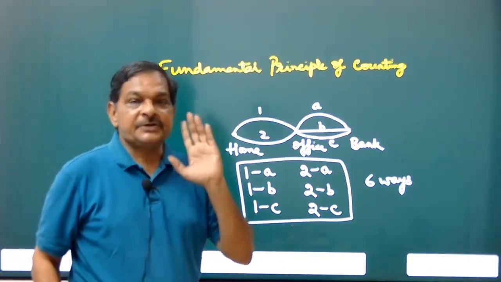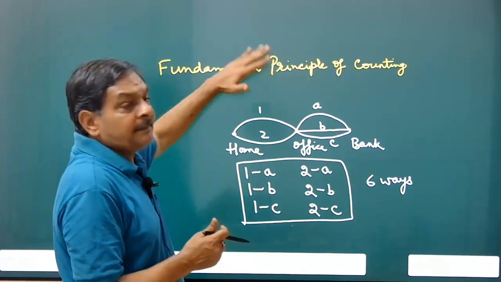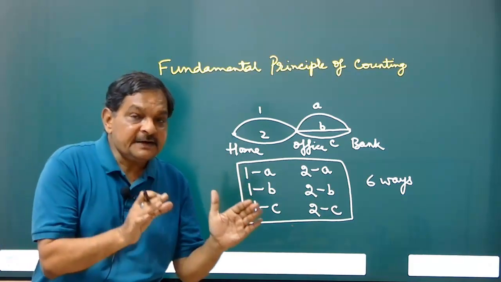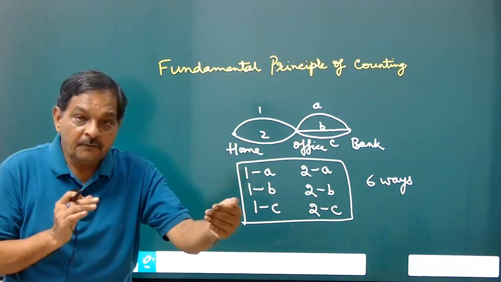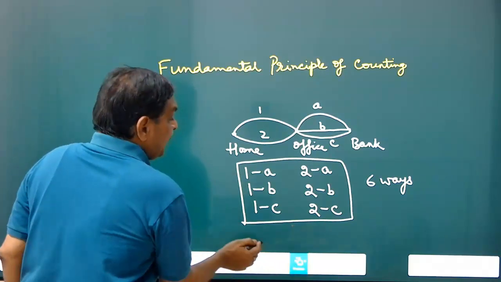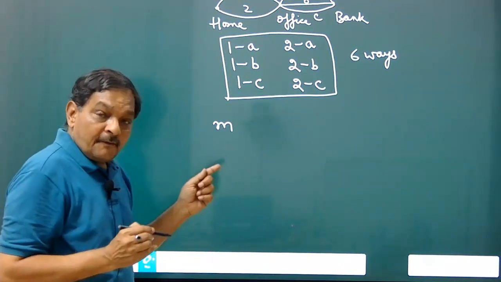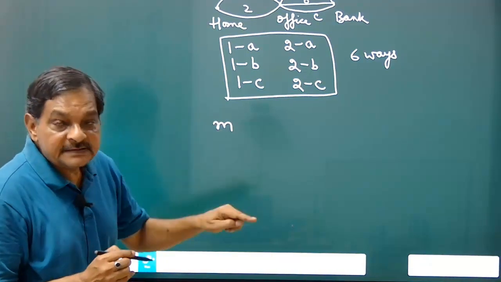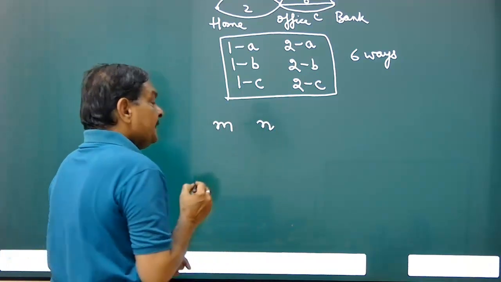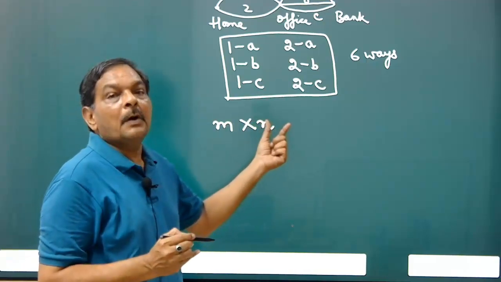Means multiplication is there. So when to multiply? This is governed by the fundamental principle of counting. This rule says that if the first activity, the first job, is done in m number of ways, and after that the second job, the second activity, is done in n number of ways, then the complete activity is done in m into n number of ways.